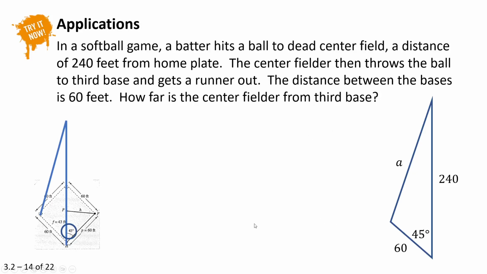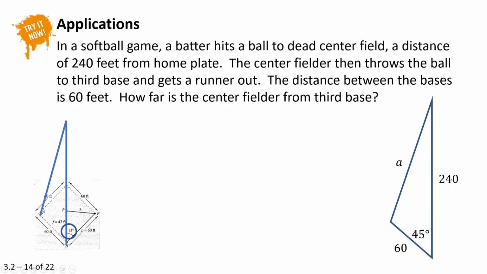So from this diagram right here, you can see that we have the following set of information. Since we know this is 45 degrees and all angles here in the diamond are 90 degrees, we can assume that this opposite side over here is 45.